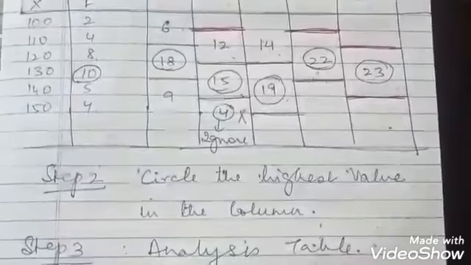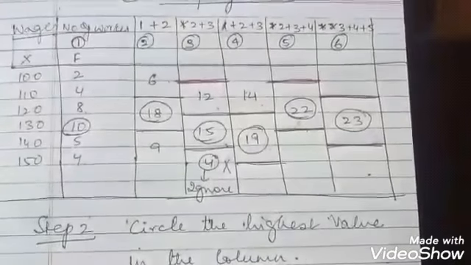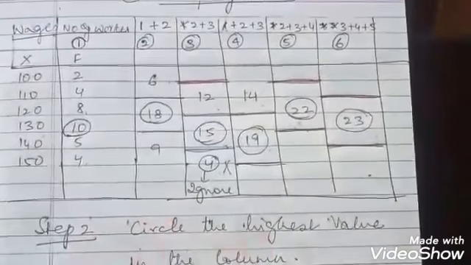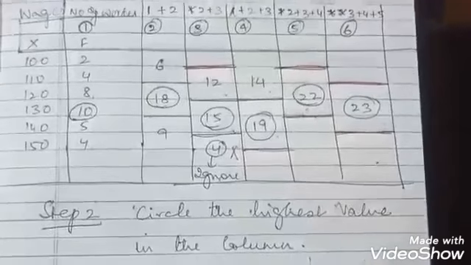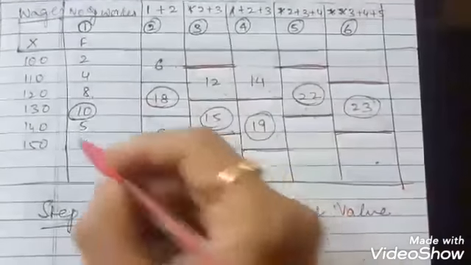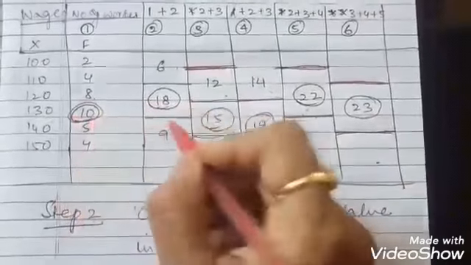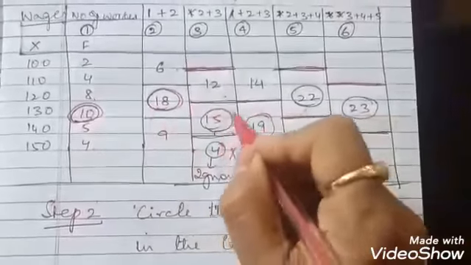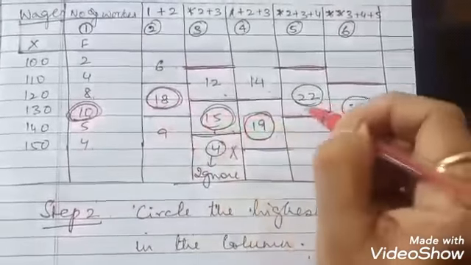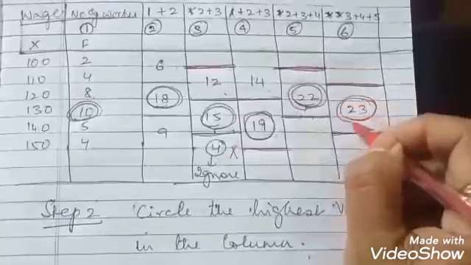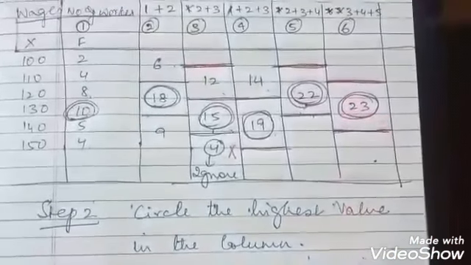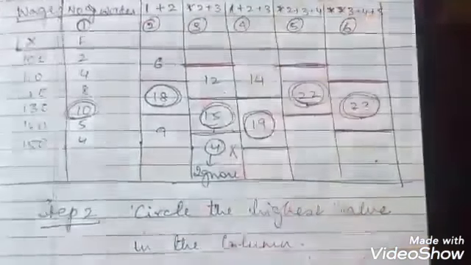So once you have done with the grouping table, जब आपने टेबल बना लिया, अब सेकेंड स्टेप क्या करोगे आप? हाईएस्ट वैल्यू इन हर कॉलम यू विल सर्कल. जैसे यहाँ 10 है, यहाँ 18 है, 15, 19, 22 and 23. I have circled the highest value column wise.